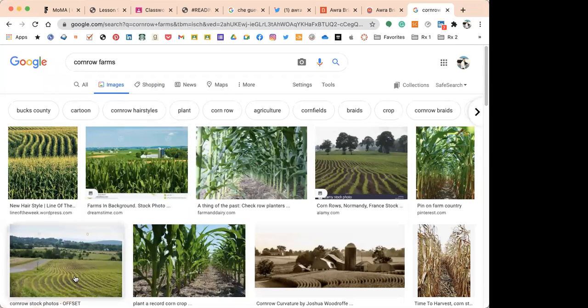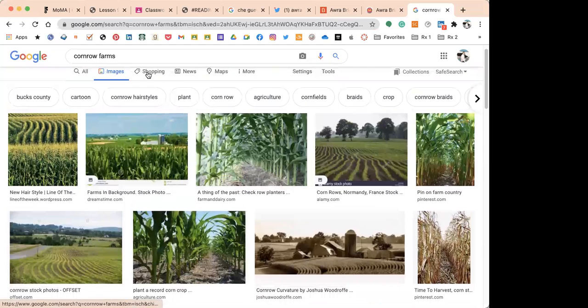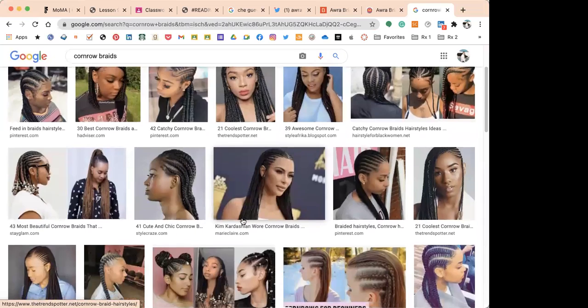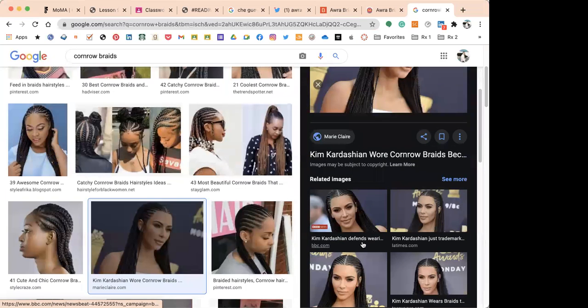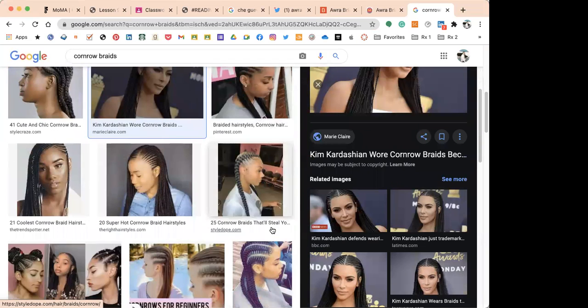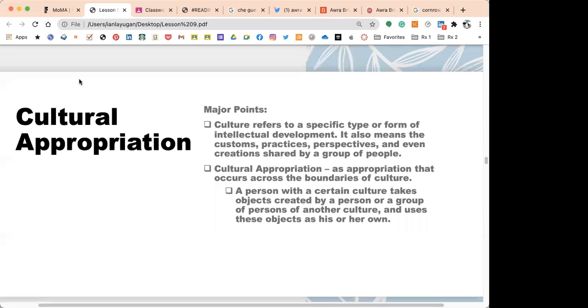Eto, parang ganyan kasi yan eh. Yan yung ginagaya nila. And then they have the braids there. O yan, baka may medyo issue din. See, so she's also ridiculed for that. That's why cultural appropriation is really a very big issue.